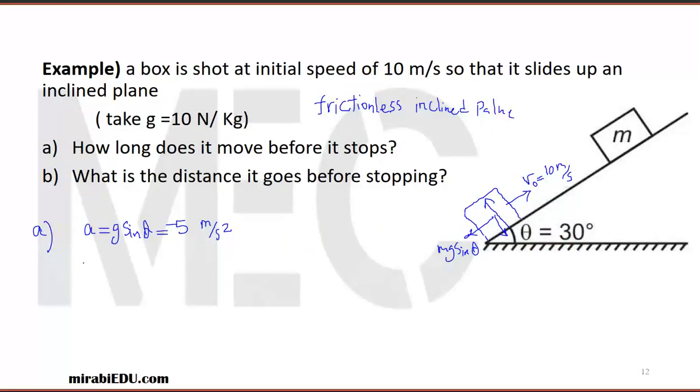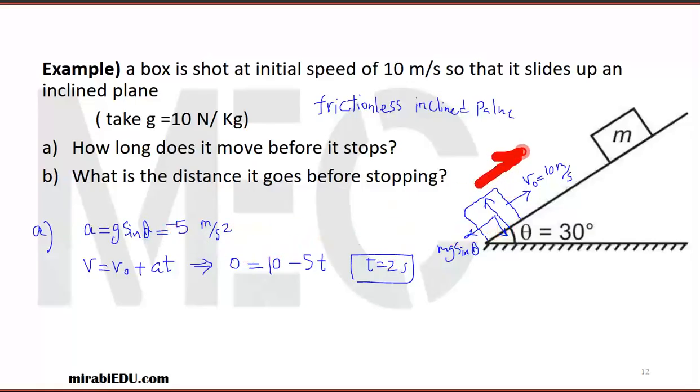Yes. Now, v is equal to v0 plus at, and at the final position when it comes to stop, v is 0, v0 is 10, and the acceleration is negative 5, so we'll find that after 2 seconds it comes to stop. Why did we take the acceleration to be negative 5? Because the initial velocity is taken to be positive in this direction, and we know that acceleration is applying in this direction. Therefore, we should take a to be negative 5.